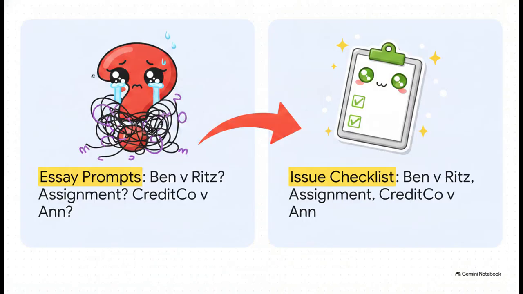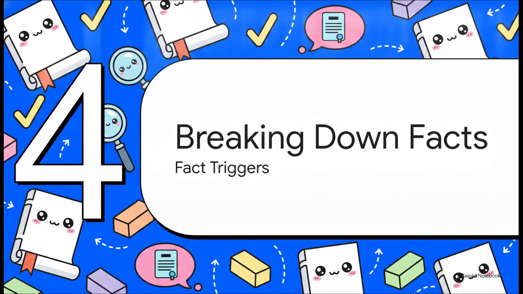But this perfectly illustrates exactly how we handle things using essay reverse engineering. By deeply understanding the call of the question, which you see on the left, we don't panic. Instead, we instantly flip those daunting prompts into a beautifully structured, bite-sized issue checklist on the right. For question 1, Ben versus Ritz, we break it down into applicable law, Ben's standing, contract formation, and breach. For question 2, we look at whether the right was assignable and the effect of that anti-assignment clause. And for question 3, Credit Co versus Anne, we look at Credit Co's standing to sue and Anne's failure to pay as a breach. Which leads us perfectly into Section 4, breaking down the facts.